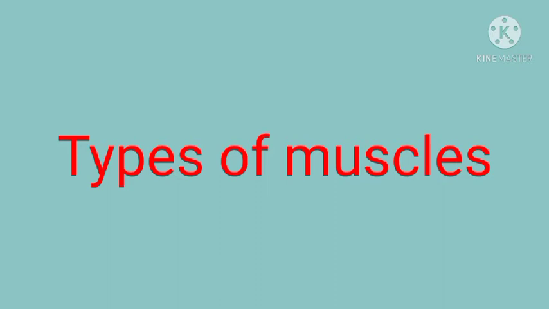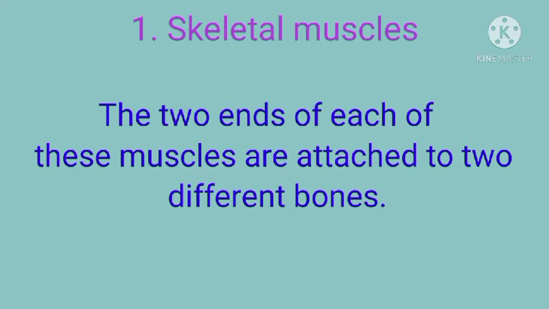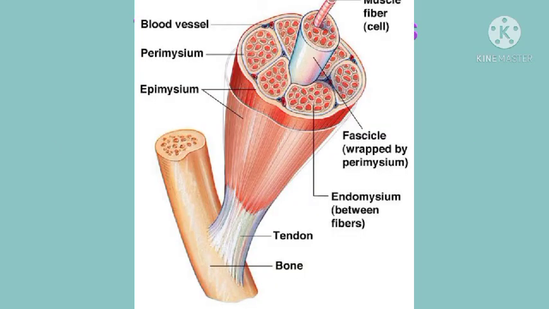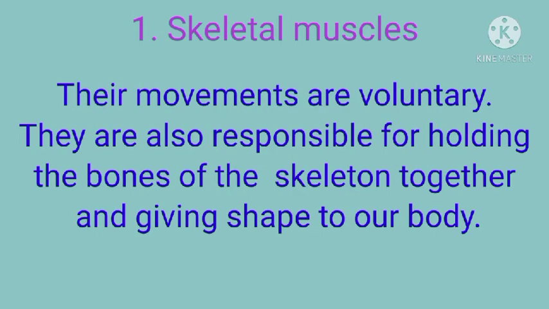Let's discuss the types of muscle in our body. The first type is the skeletal muscle. The ends of each of these muscles are attached to different bones. You can see in the picture that the muscles are attached to the bones. The movement of skeletal muscle is voluntary. It means we can control their movement. They work according to our will, and they are also responsible for holding the bones of the skeleton together.